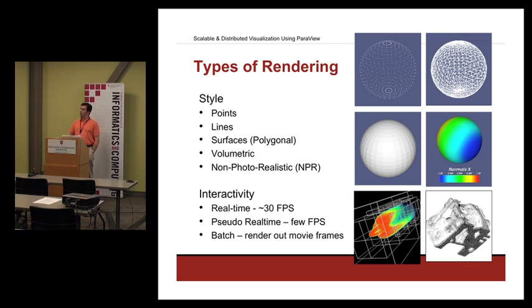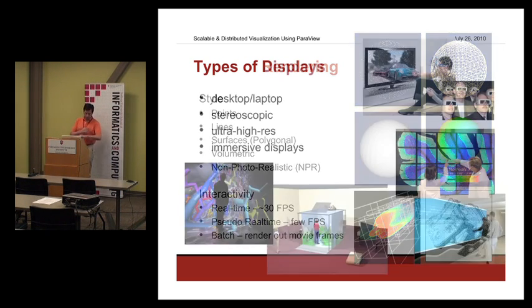And how interactive do you need to be? Do you need to have it real time, where we're talking 15 to 30 frames a second, or can you tolerate something less if you want to get more data? And if it's really big, you need to go into some type of batch mode.